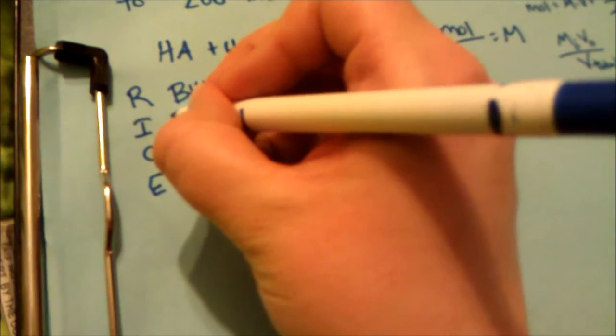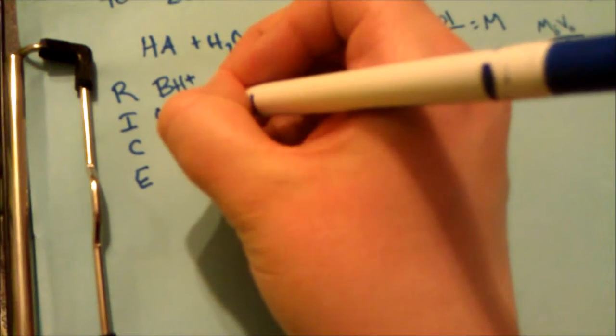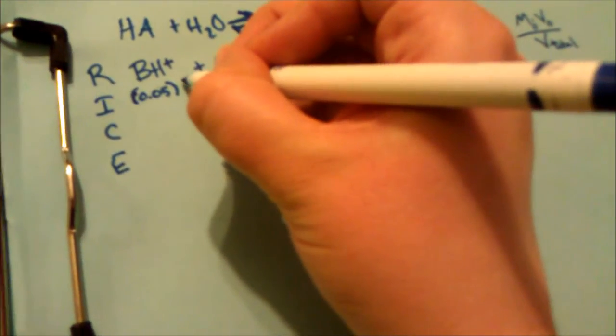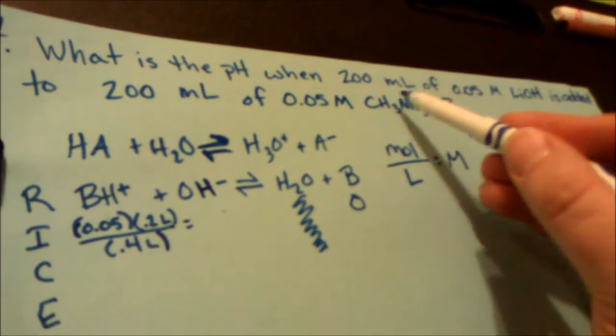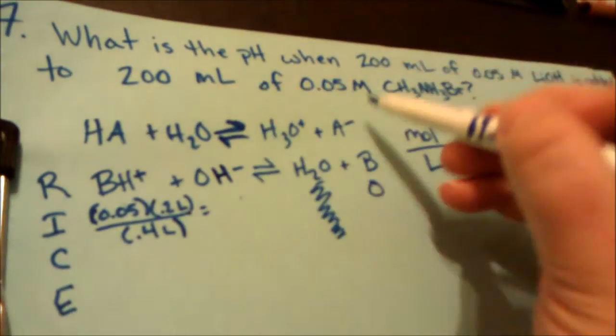So for BH plus, for methylamine, what I'm talking about here is molarity of 0.05 times a volume of 0.2 liters divided by 200 mL plus 200 mL is 400 mL, which is 0.4 liters. And that number is going to be the same for BH plus and for OH minus, because I'm adding the same amount and same molarity of each of them.